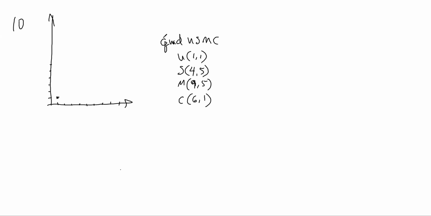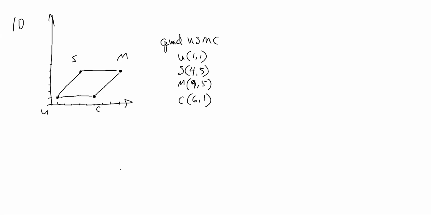So 1, 1 would be right here. 4, 5. So 1, 2, 3, 4, and then 1, 2, 3, 4, 5. 4, 5 is, if I can get it estimated in about the right place, that's where S would be. And then M is 9, 5. 1, 2, 3, 4, 5, 6, 7, 8, 9 over, and 5 up is just as high as the previous point. So that's M, and then C is at 6, 1. So 1, 2, 3, 4, 5, 6, 1 right here. All right. So we've got the quadrilateral. I'll draw this in.